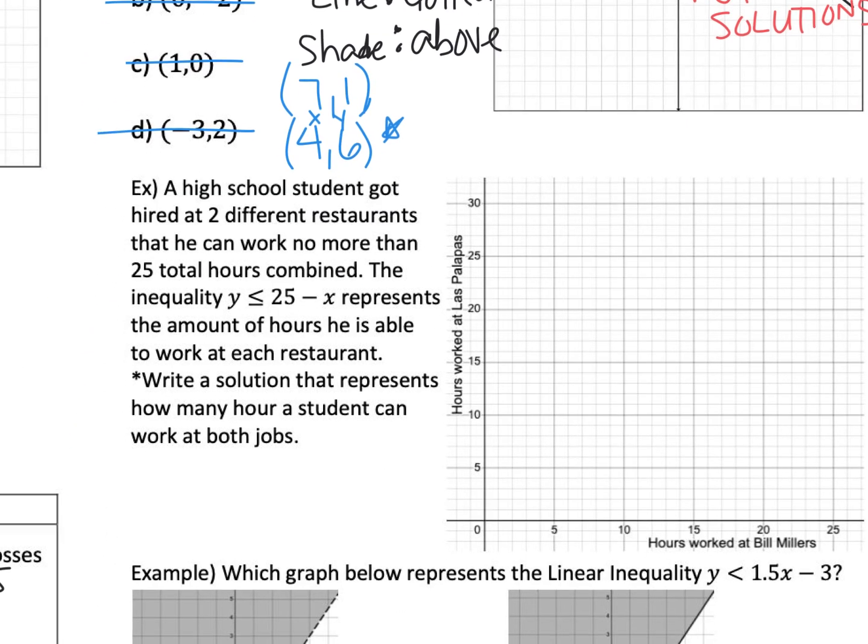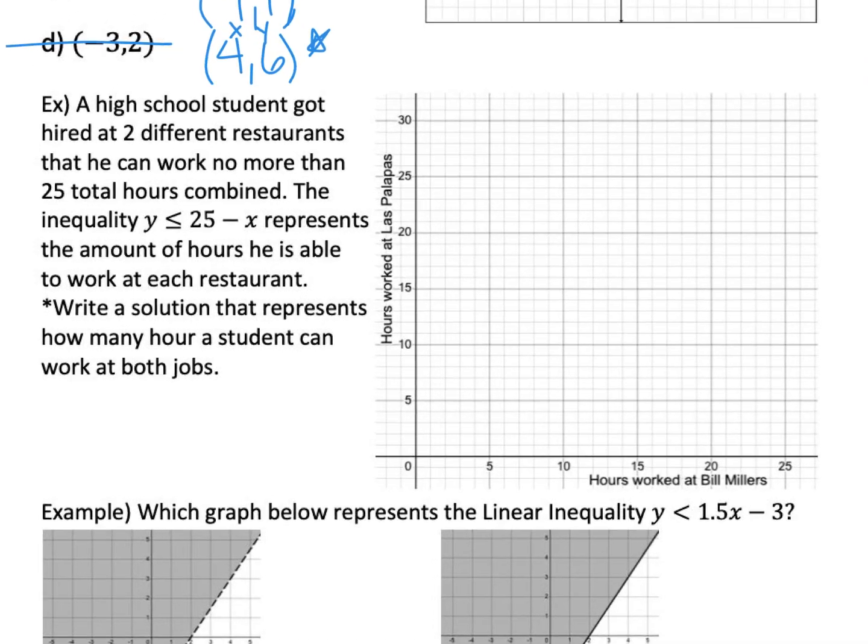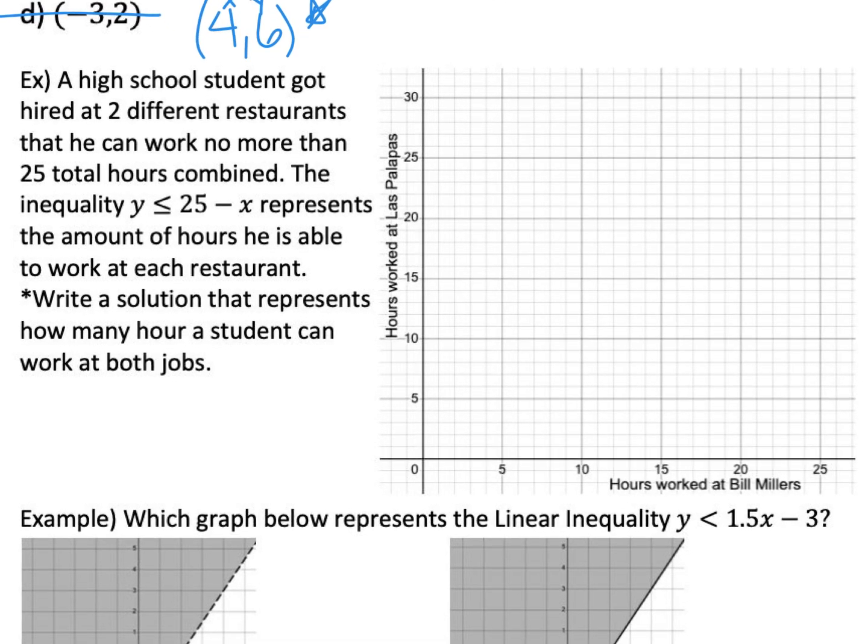All right, last two examples, and this first one is a word problem. So, looking for keywords, this high school student is working at 2 different restaurants and can earn no more. Okay, so no more means less than or equal to. He can work exactly 25 hours, or he can work less. The most he can do is 25 hours. So they've given us this inequality. So we're going to graph it. So we need to start at the 25.